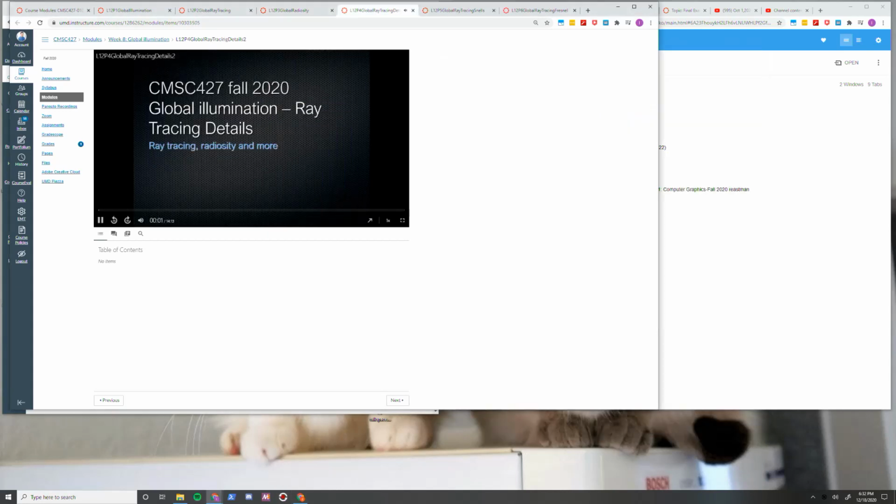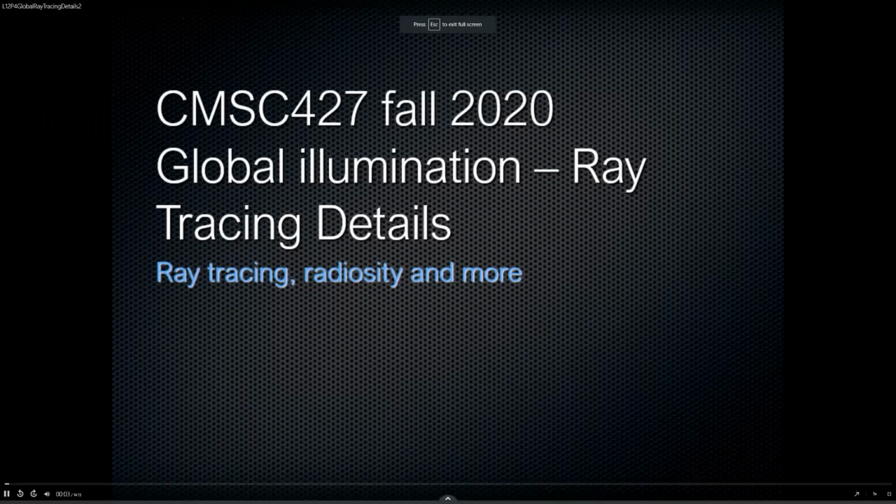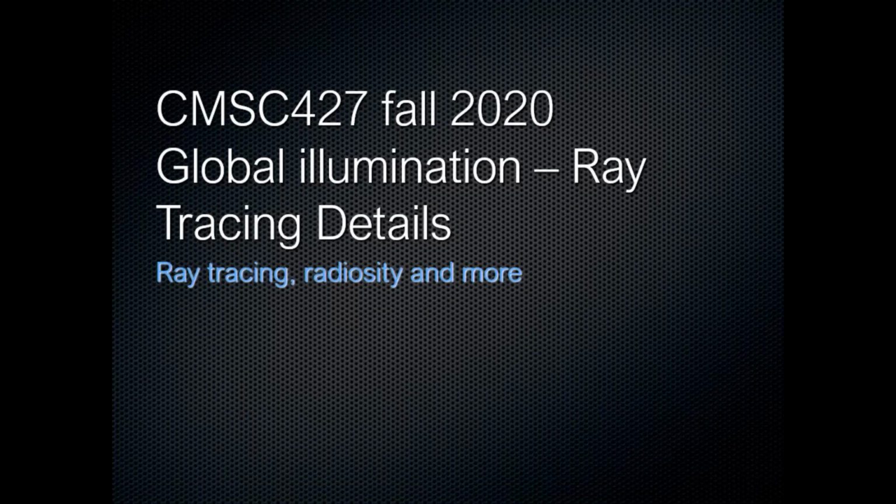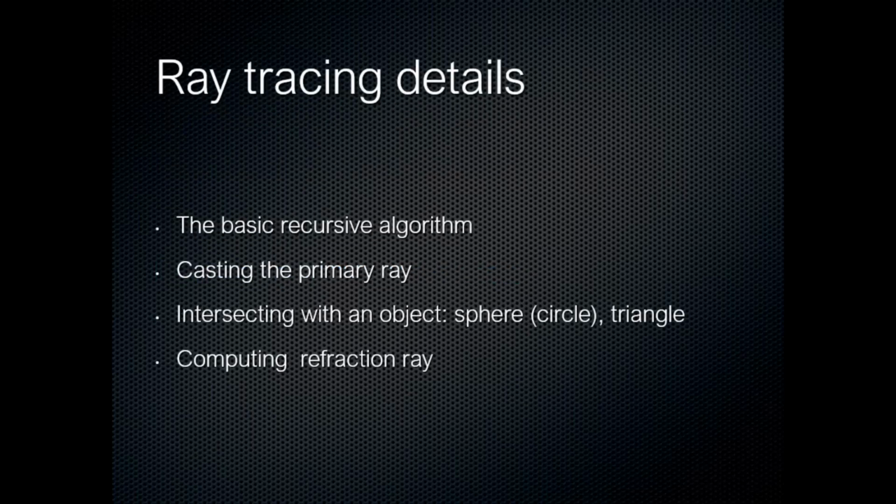In this video, we're going to start the details of ray tracing. We're going to go over the basic algorithm. In later lectures, we'll go over different approaches to ray tracing to make it more efficient. This is the simple and straightforward approach. So we're going to go over the basic recursive algorithm, how to cast the primary ray intersecting with an object, and then we'll go over computing the refraction ray and the other issues with respect to reflection and refraction.